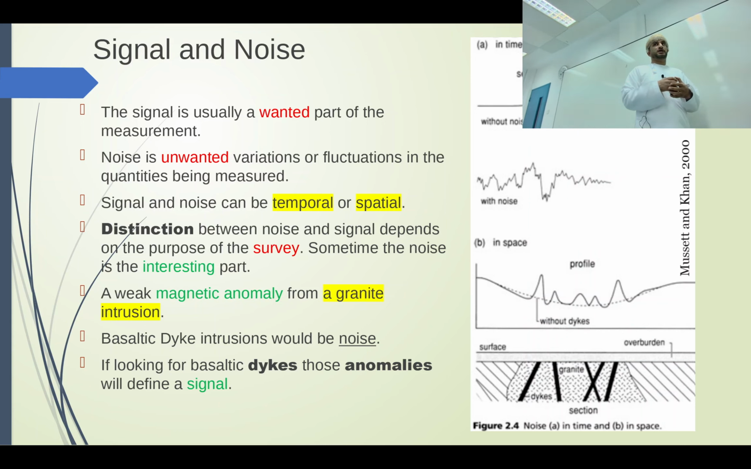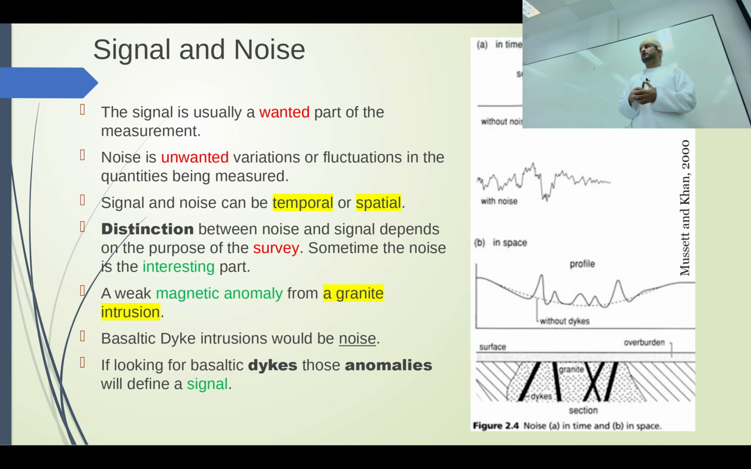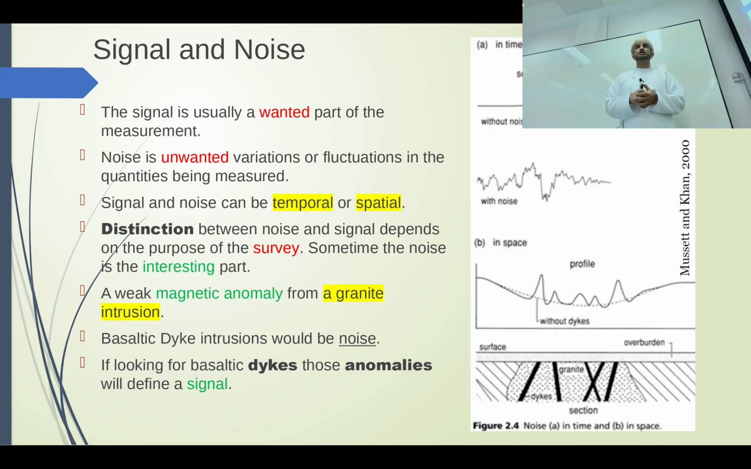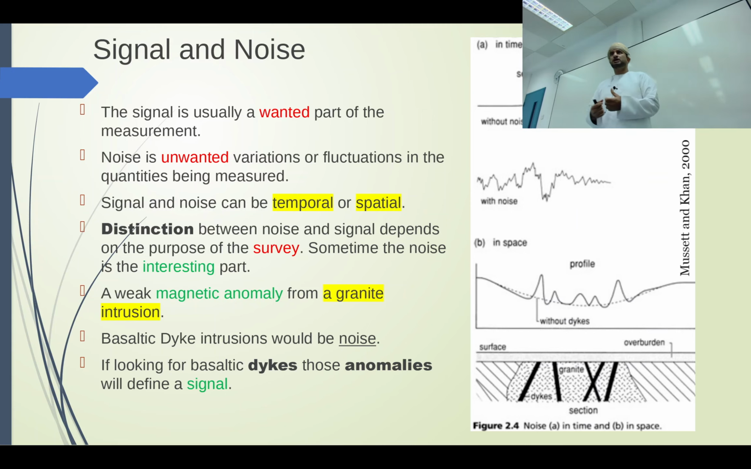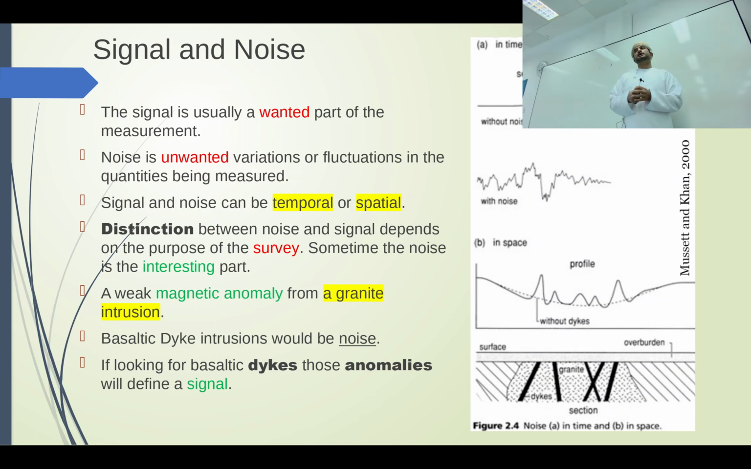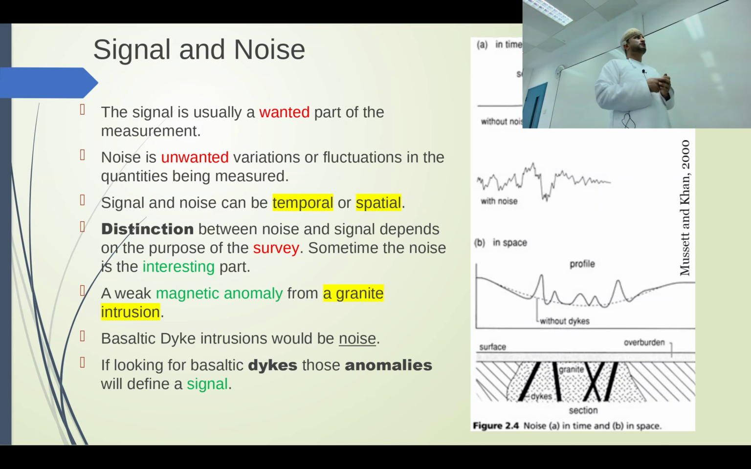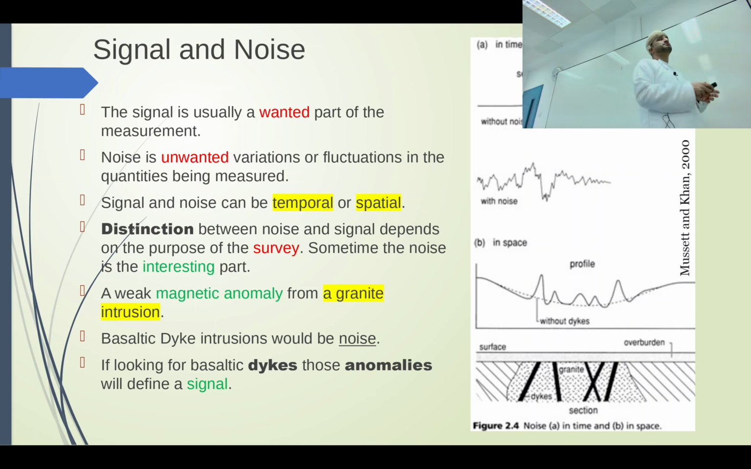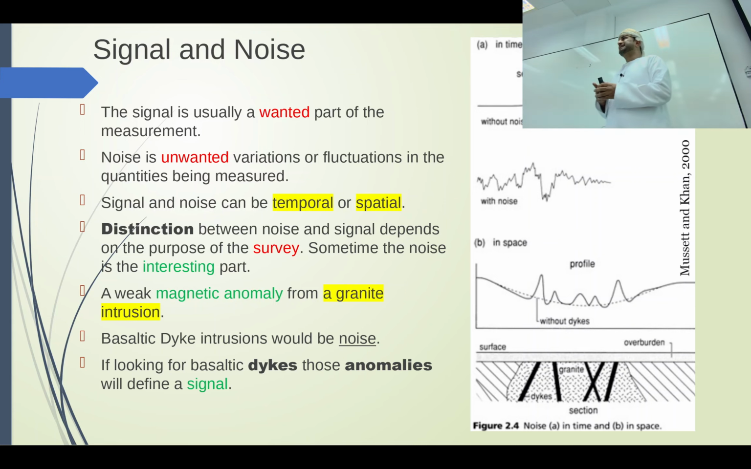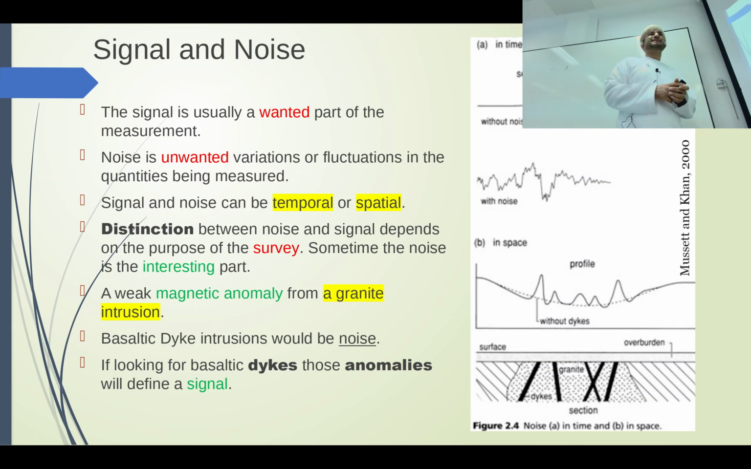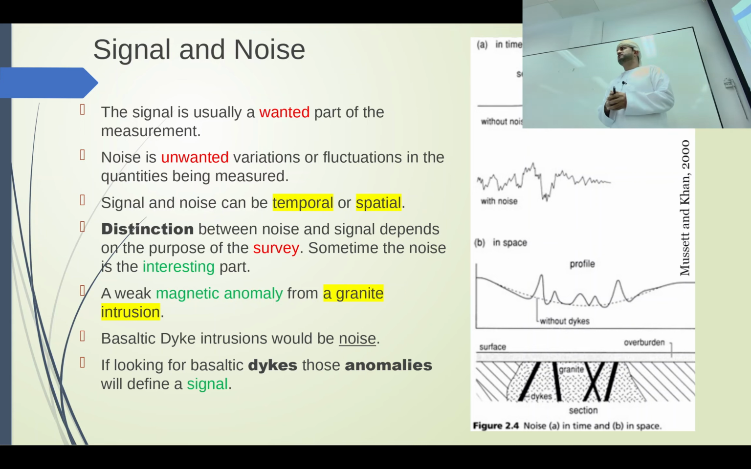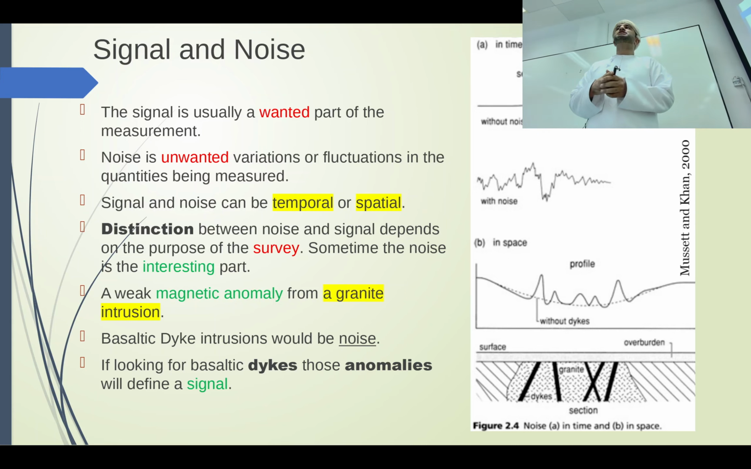Signal is the part we are interested in, the one coming from the Earth, whereas the noise could also be coming from the Earth, but it's not something I'm interested in, and it contaminates the signal I want to record. For example, here I have a seismic record, what we call a seismic signal, a trace. In the figure it's very clean, very nice. That represents a reflection or a refraction from some interface.